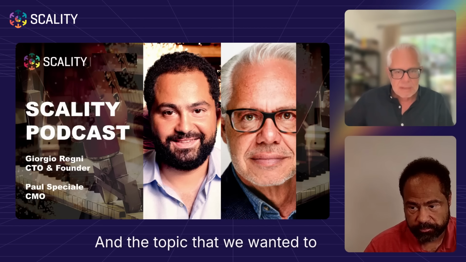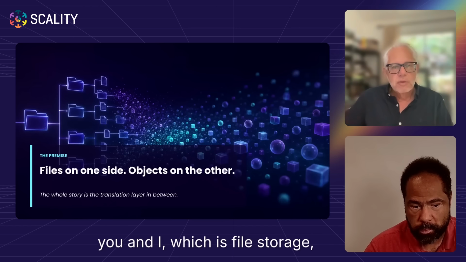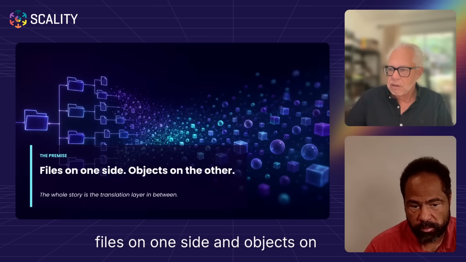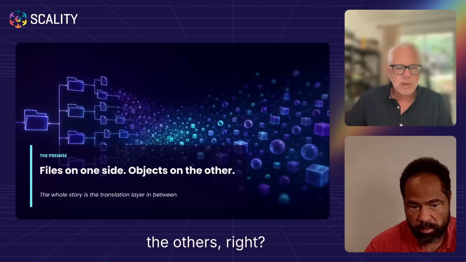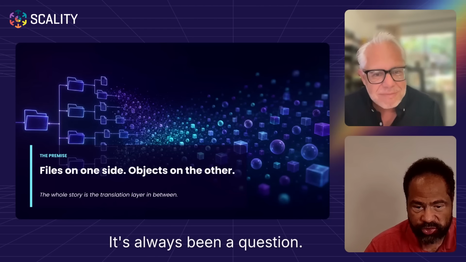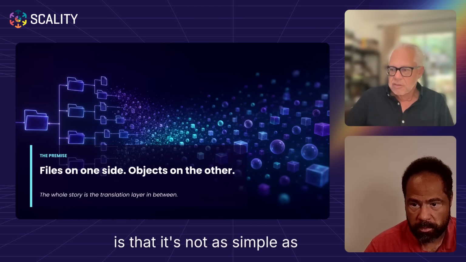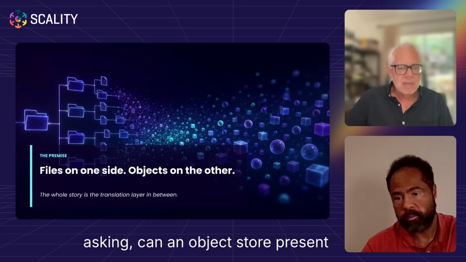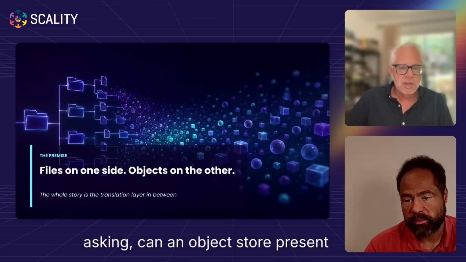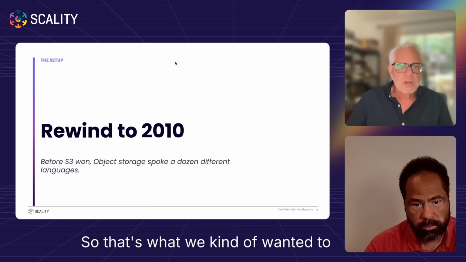And the topic that we wanted to talk about today also has a history for you and me, which is file storage, object storage, and how can you do files on one side and objects on the other, right? So we've been thinking about this for 12 years, maybe longer for you, right? It's always been a question. And I guess where we want to lead is that it's not as simple as asking, can an object store present the data as files? You have to ask much more, right? So that's what we wanted to dig into.